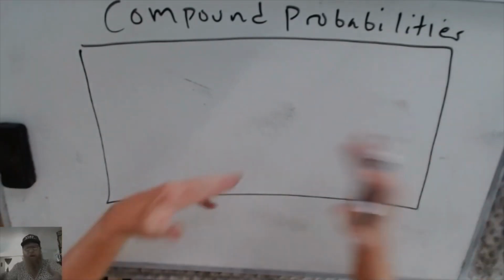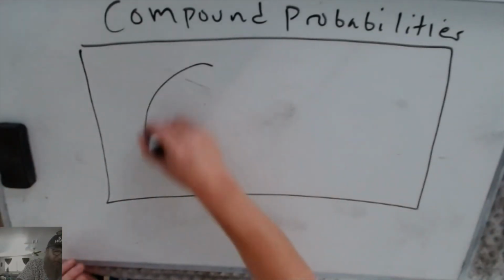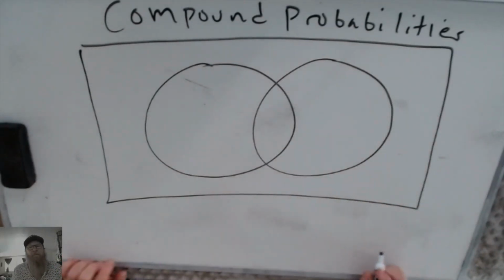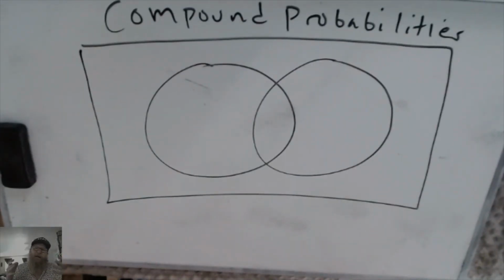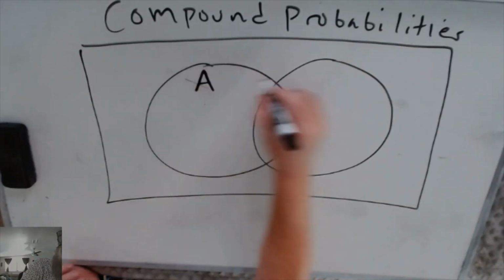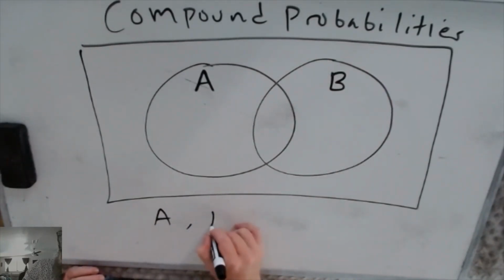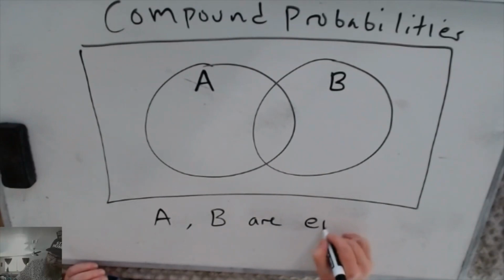So we want to have two events taking place at the same time. You could use E and F, or A and B, or X and Y. I'm going to use A and B. So A and B are events.